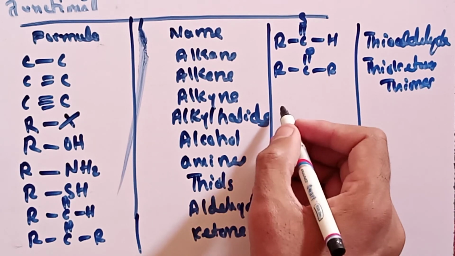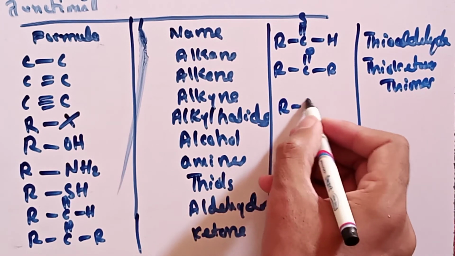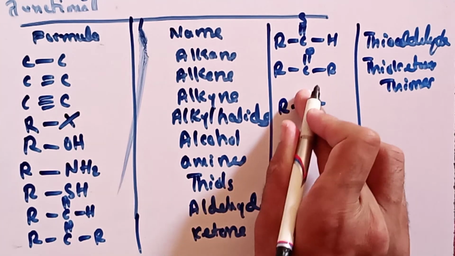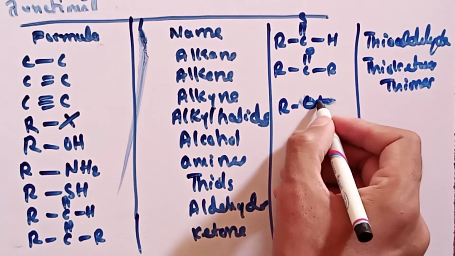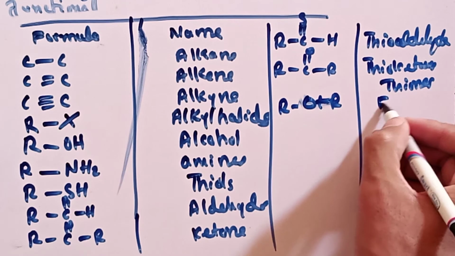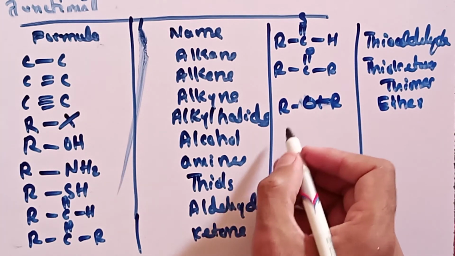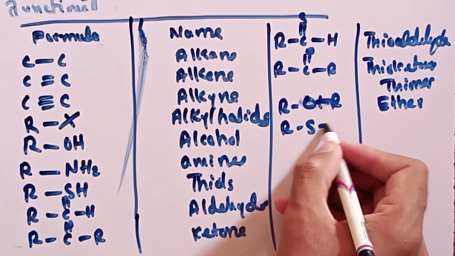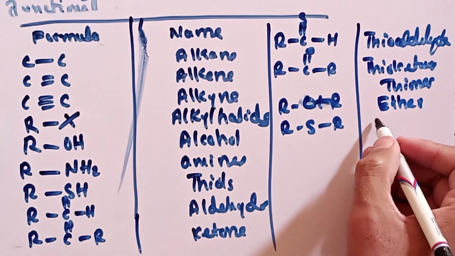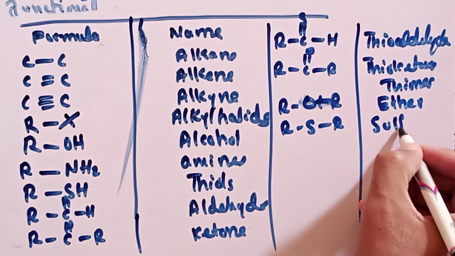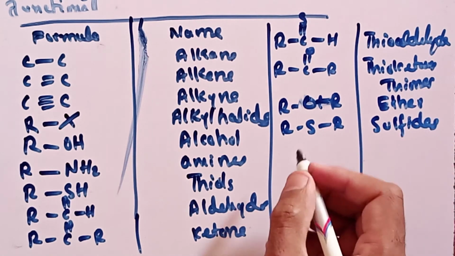When there is an ROR group, it will be called an ether. But when S is attached instead of O, it will be called a sulfide.